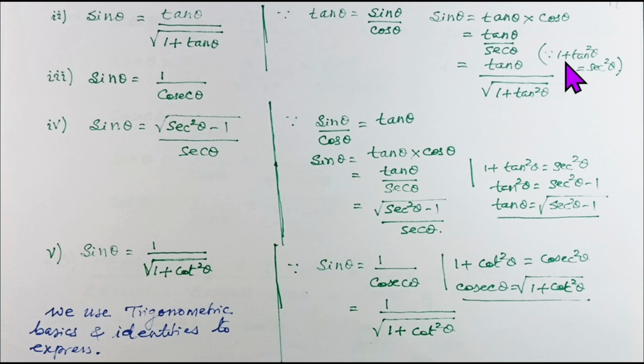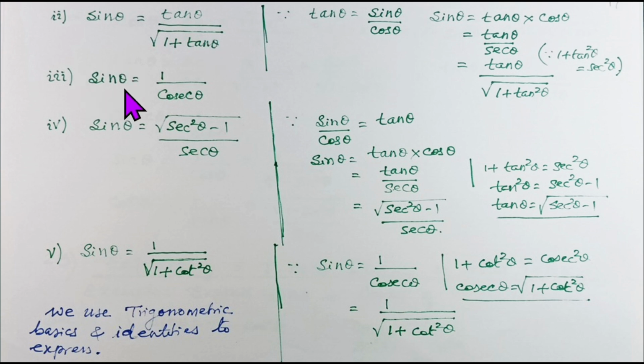But we know that by identity 1 plus tan square theta is equal to sec square theta, or sec theta is equal to root of 1 plus tan square theta. Therefore I can replace sec theta by root of 1 plus tan square theta. Therefore sin theta is equal to tan theta divided by root of 1 plus tan square theta, and that is what the sin theta value is here. So please check here, it is not tan theta under the root, it is tan square theta.